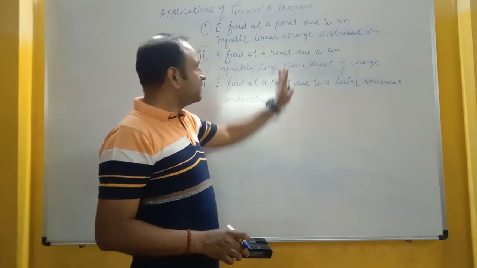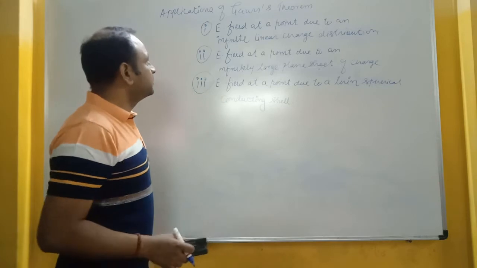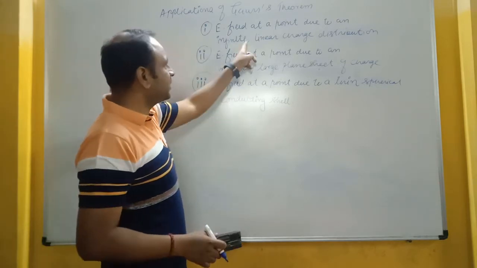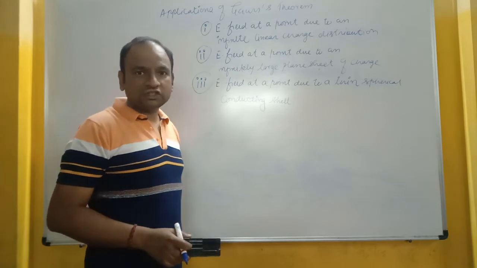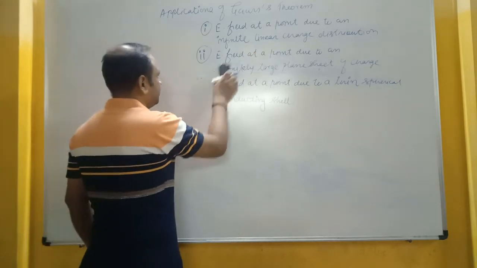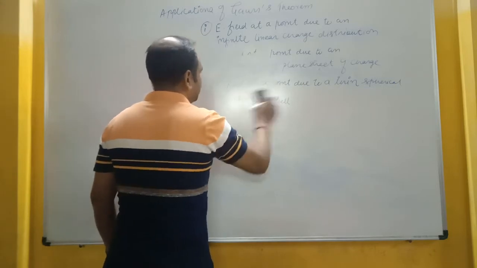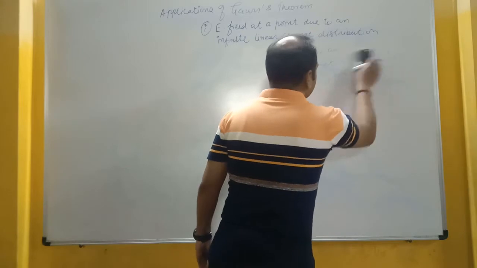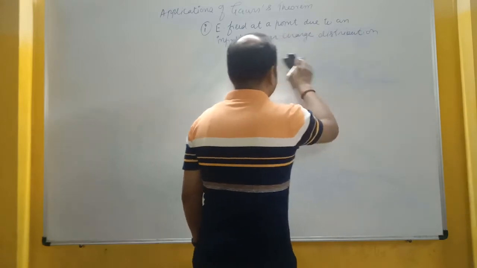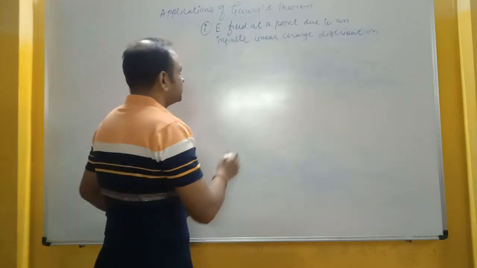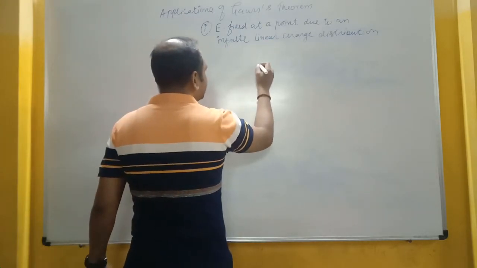Okay, so let us now see. Let us now start with the first application, the electric field at a point due to an infinite linear charge distribution. For this, I would consider a straight wire. The straight wire is a linear one. So if I consider a straight wire which is infinitely long.